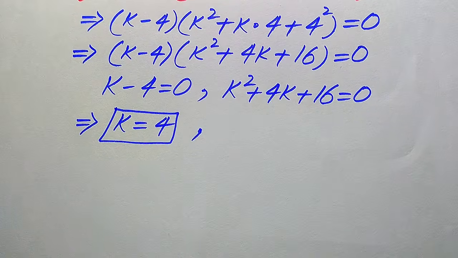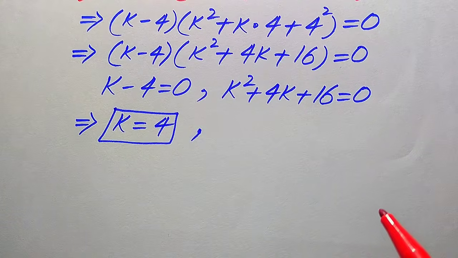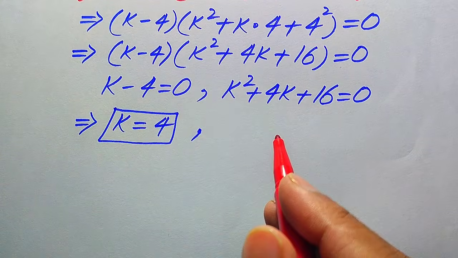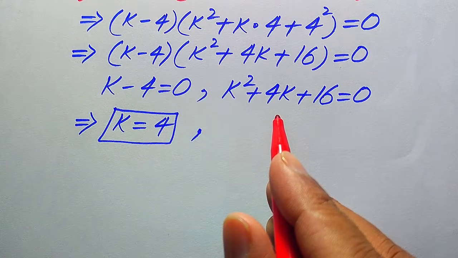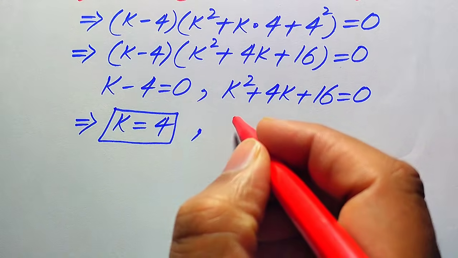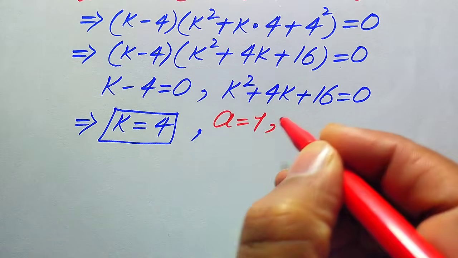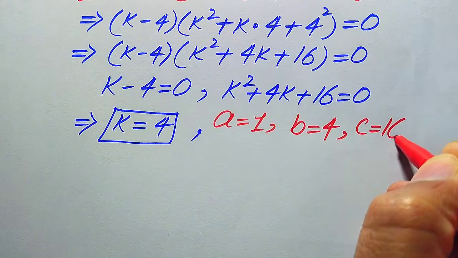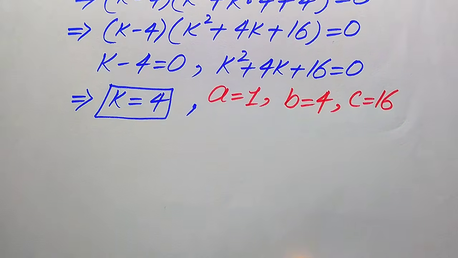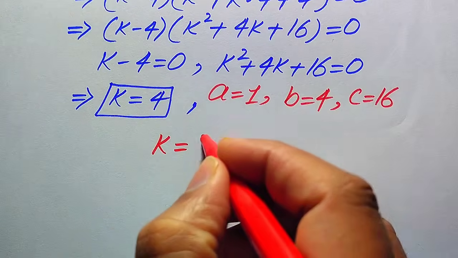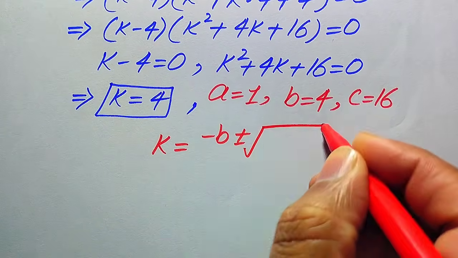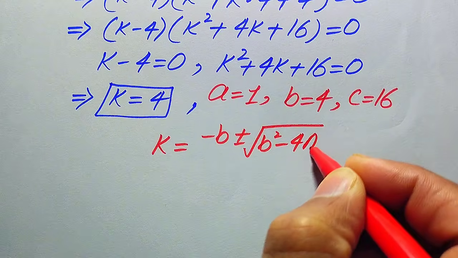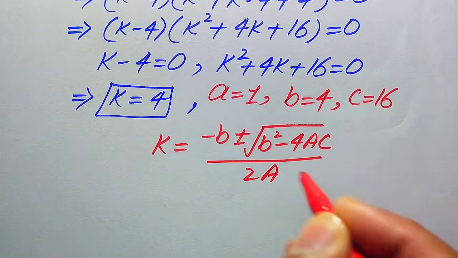So you know that there are three methods to solve a quadratic equation. The first method is the factorization method, the second one is the completing the square method, and the third one is by applying the quadratic formula. Here we apply the quadratic formula. For this we write the coefficients of this equation: a equals 1, b equals 4, and c equals 16. And we state the quadratic formula as k equals minus b plus minus square root of b squared minus 4ac, divided by 2a.